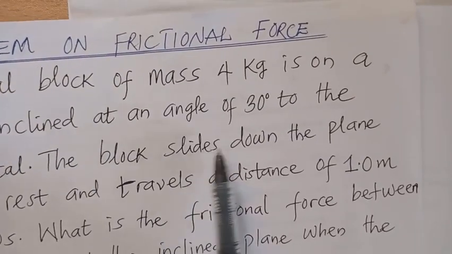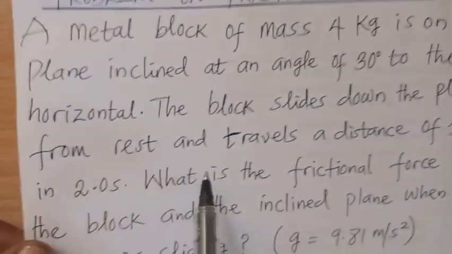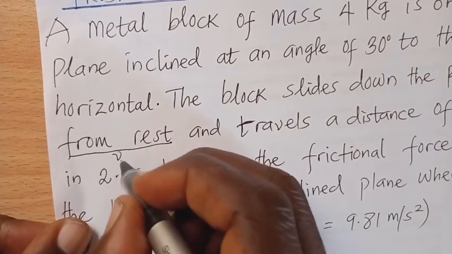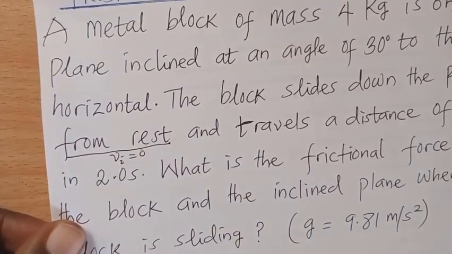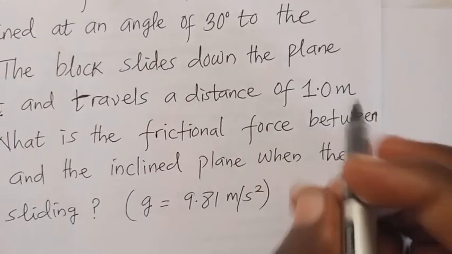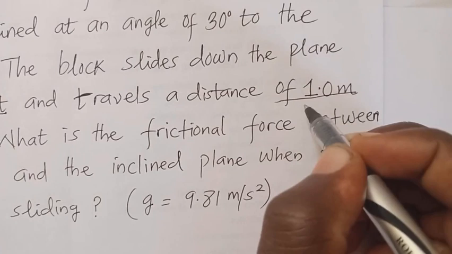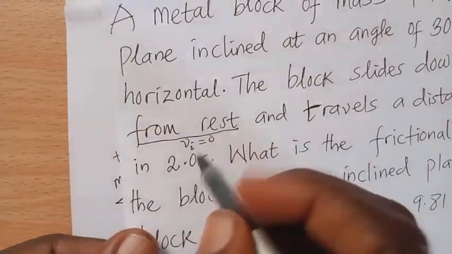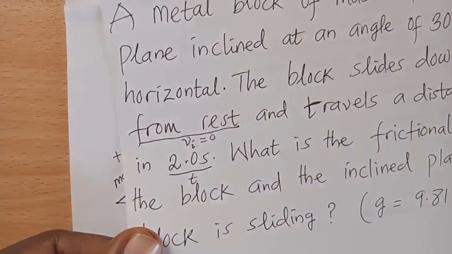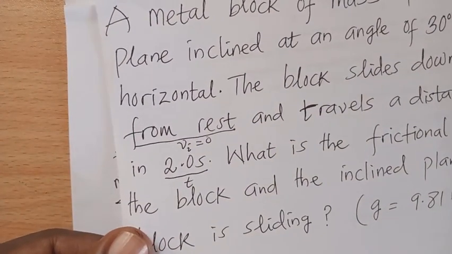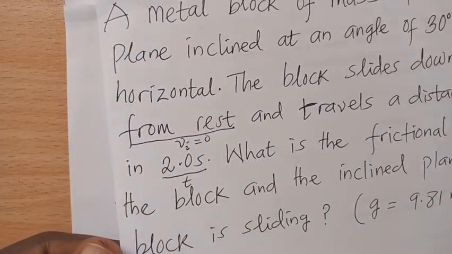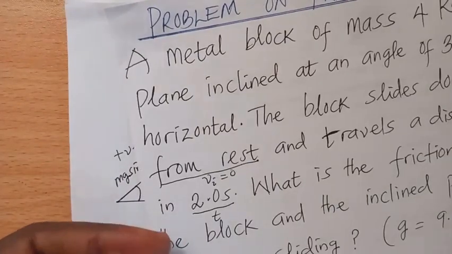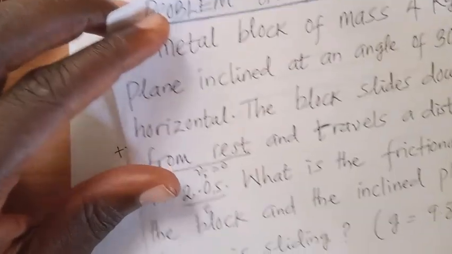They say the block slides down the plane from rest. You see the first information, they say from rest, and this from rest means the initial velocity is 0. V sub initial is 0. And then they say it travels a distance, so my s is 1.0 meters, and then the time taken to travel this distance is also given. Remember, I'm not given the final velocity, so this means I will use equations of uniformly accelerated motion, but I am going to ignore the one that has v.